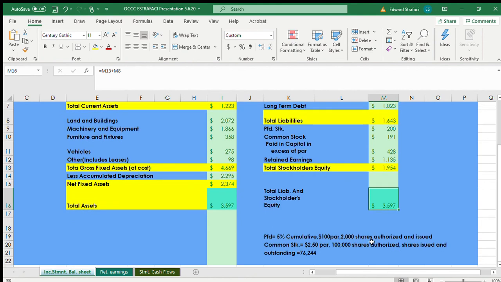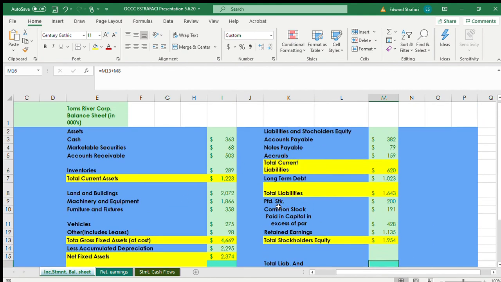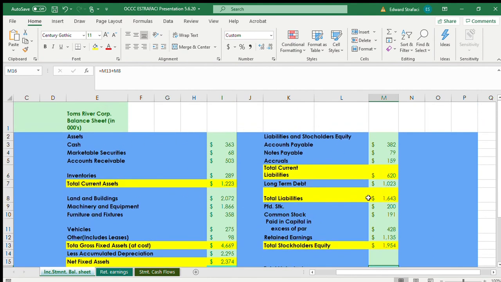So assets minus liabilities have to equal equity. Liabilities plus equity have to equal assets. Assets minus equity have to equal liabilities. Once I know two of them, I can figure out the third. Again, assets minus liabilities equal equity. Equity plus liabilities equal assets. Assets minus equity equal liabilities.